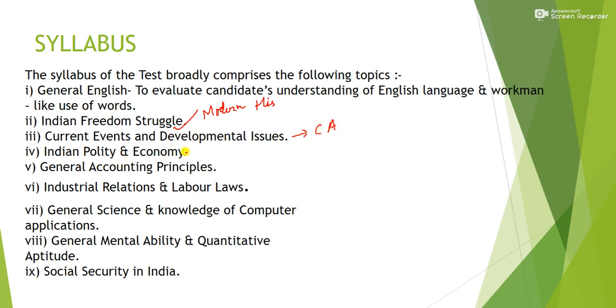Then Indian polity and economy, then general accounting principles, then industrial relations and labor laws, then science and knowledge of computer application, then general mental ability, that means the math and reasoning portion, and then social security in India, that means the schemes which are there. Let me tell you that in last year's paper UPSC followed the exact pattern which it gave in the notification. It didn't give any question out of the syllabus.